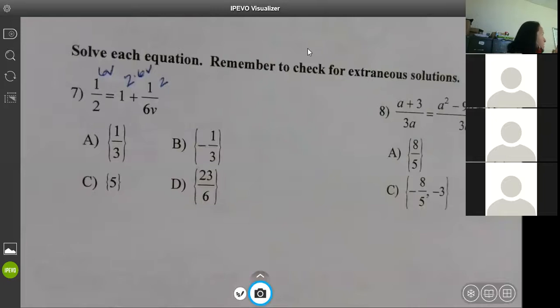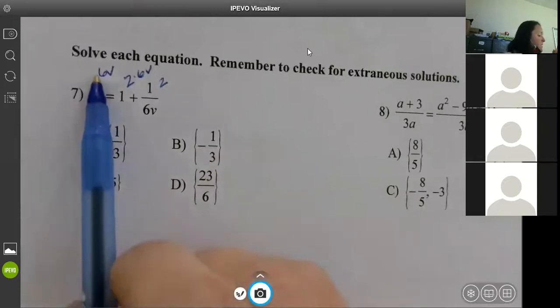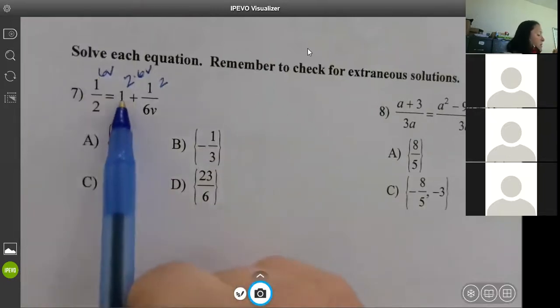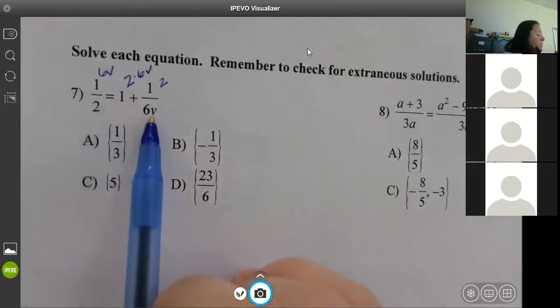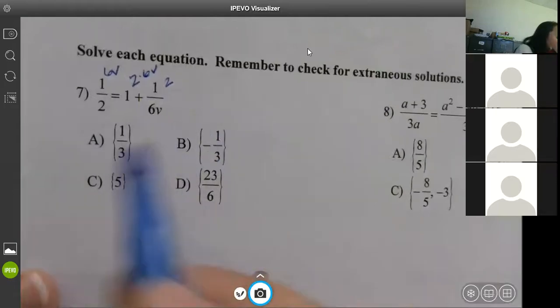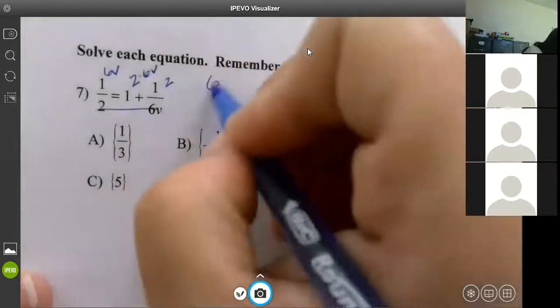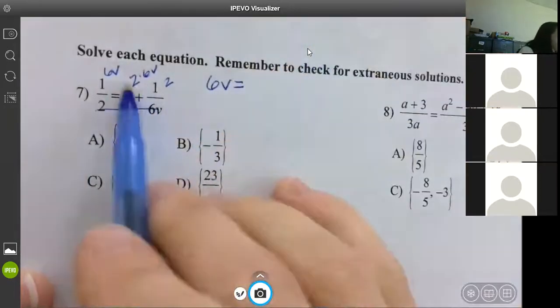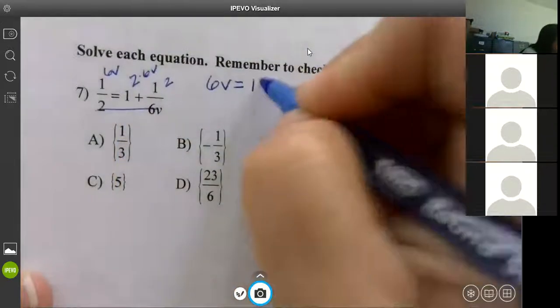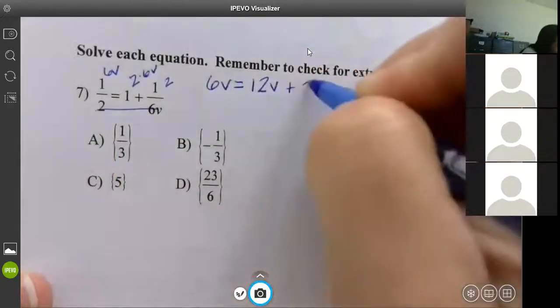The 1 does not matter. This one has the 2, it doesn't have the 6v. This one doesn't have the 2 or the 6v, so I'm going to give it both. This one doesn't have the 2, okay? This will just make your numbers bigger, but the problem comes out exactly the same. So on the top, we would have 6v equals 2 times 6v is 12v plus 1 times 2 is 2.